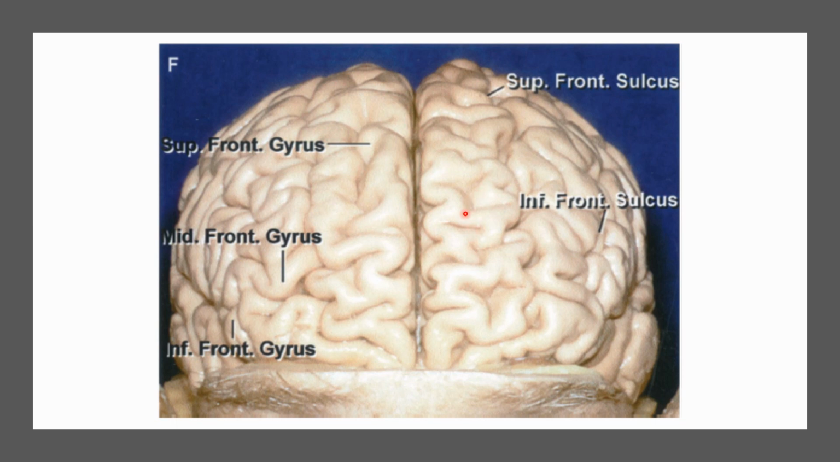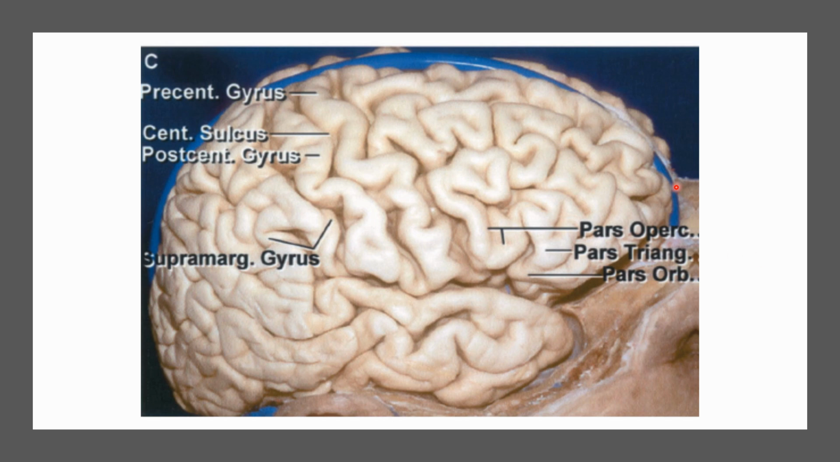It has a superior gyrus, middle gyrus, and inferior gyrus, separated by the superior sulcus and the inferior sulcus. Looking laterally, again, this is the superior sagittal sinus. This is the sylvian fissure, which separates the frontoparietal lobes from the temporal lobe, and the frontal lobe ends at the central sulcus. Here is the central sulcus, and anterior to it we have the precentral gyrus, which is responsible for the motor cortex.